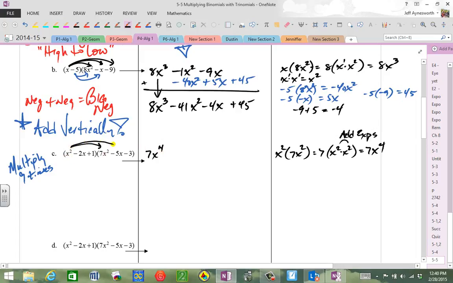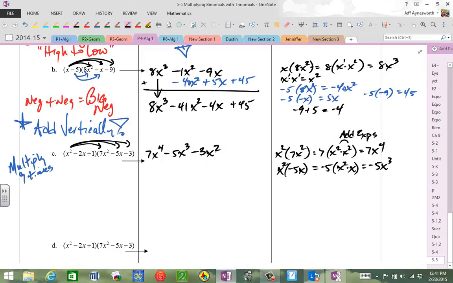Now, first term times the second term. I got x squared times a negative 5x. So that's negative 5 times x squared times x. Regrouping, negative 5x cubed. So you got a minus 5x cubed here. And then first times third. X squared times a negative 3, well, that's simple, just a negative 3x squared.